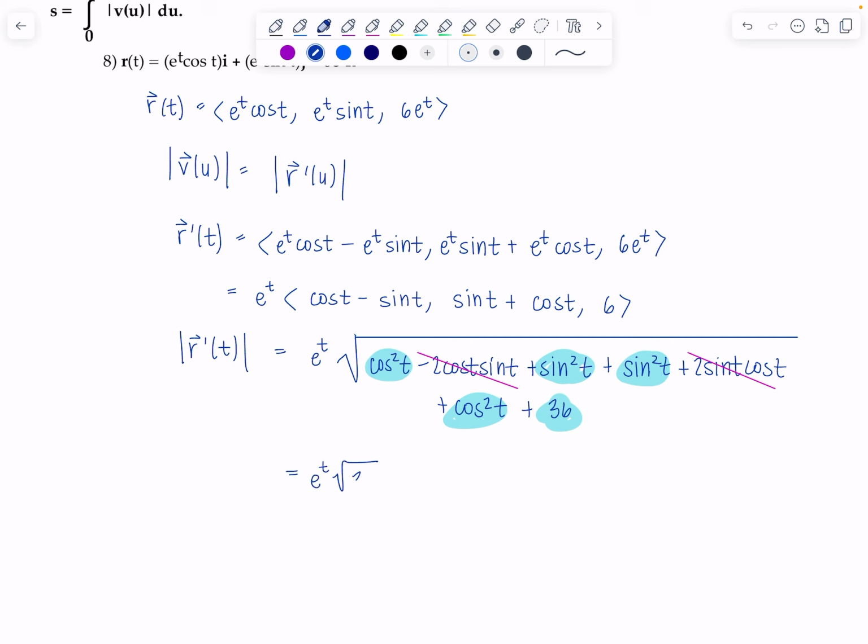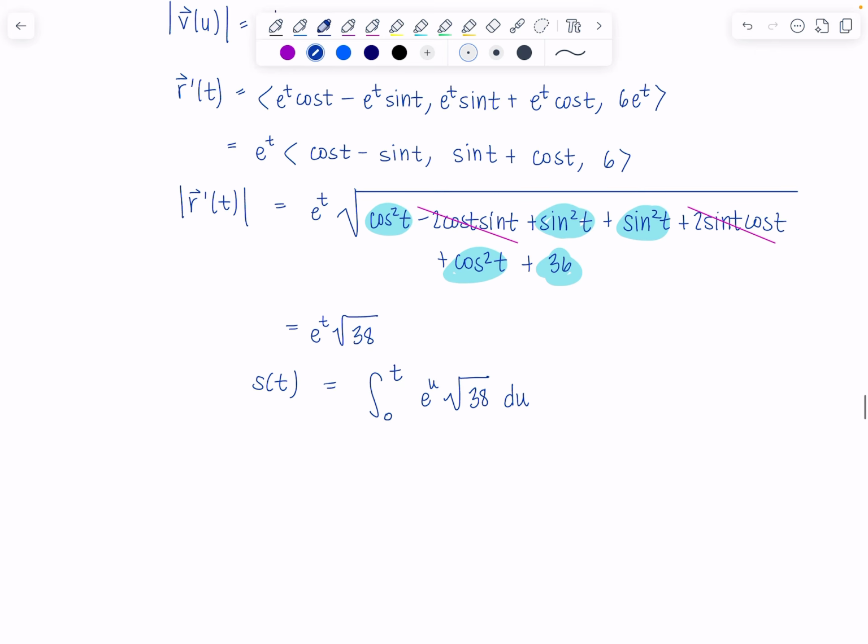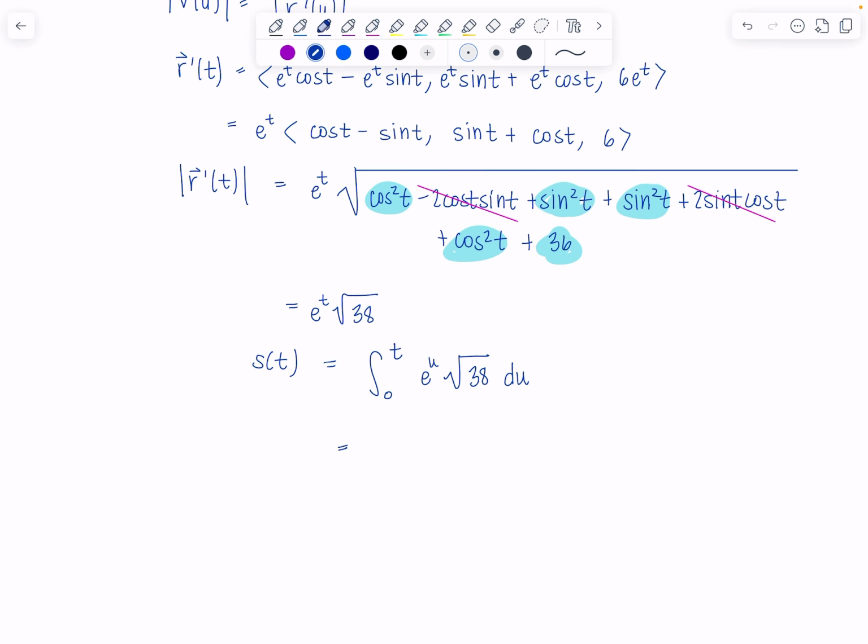Okay, so then our arc length parameter, s of t, is defined to be the integral from 0 to t. Now, if t is one of your limits of integration, you can't be integrating a function of t, so that's why we switch to some dummy variable. Usually we use u, e to the u root 38 du. Root 38 e to the u, evaluated from 0 to t, is going to be root 38 times e to the t minus 1. And that's it.